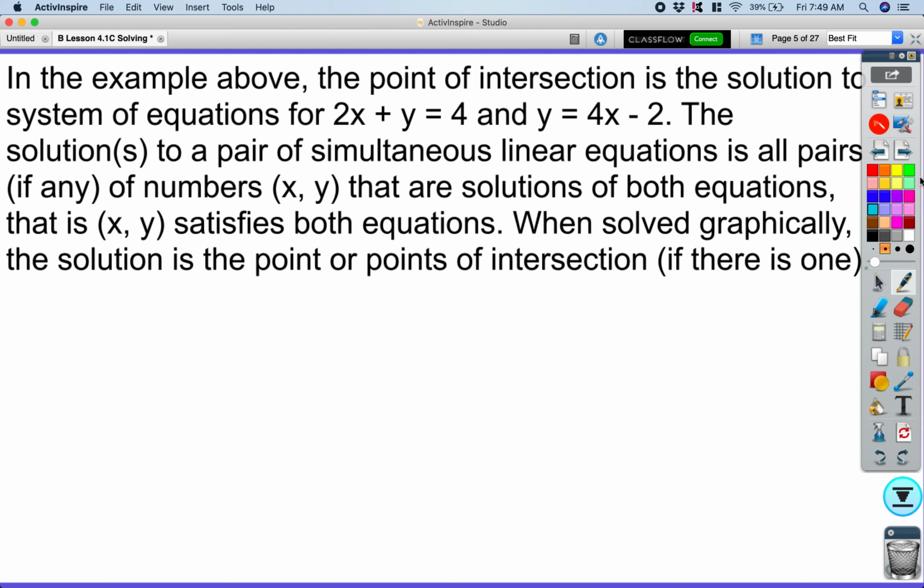That is, x, y satisfies both equations. When solved graphically, the solution is the point where the two lines intersect. Guys, all that is saying is when I plug a point into the equations, I get a true statement. That is saying that that point is on that line. And graphically, that's where the lines cross.